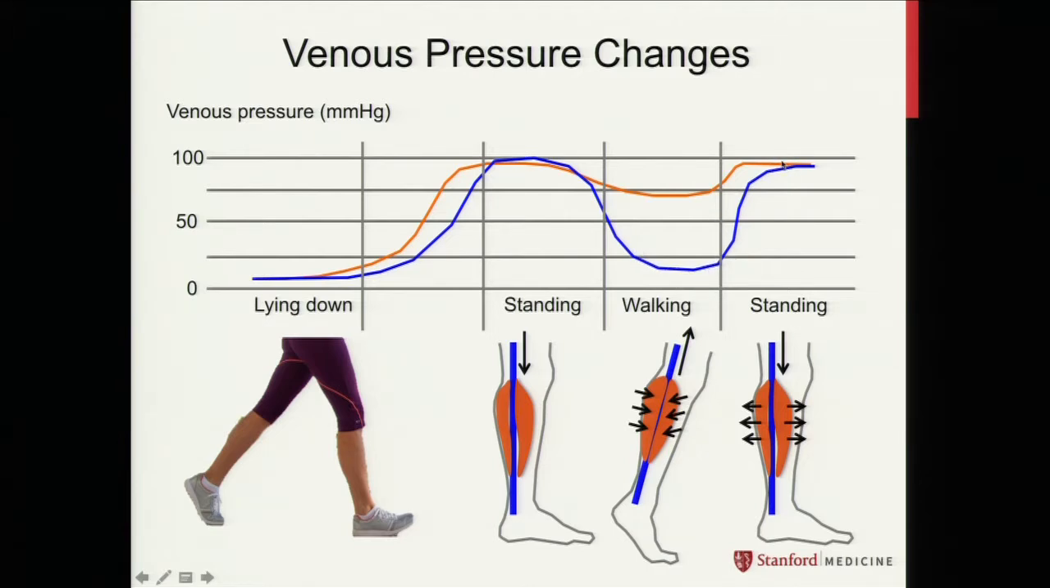What happens when you have vein valves that are not working properly and causing reflux is that the pressure, even when you walk, because a lot of it's refluxing, you're not going to have that drop in venous pressure. So you're constantly in a state of high venous pressures.